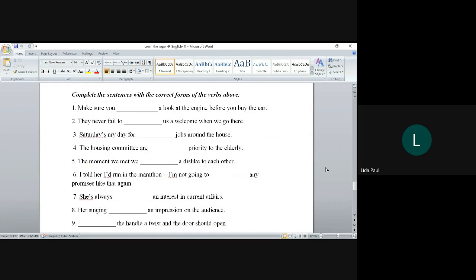The first question here, can you try and answer this question? Make sure you dash a look at the engine before you buy the car. Have. Okay. Any other answers? You will find a few expressions here which will have either overlapping meanings or maybe completely different meanings also. Okay. So have a look is your answer.